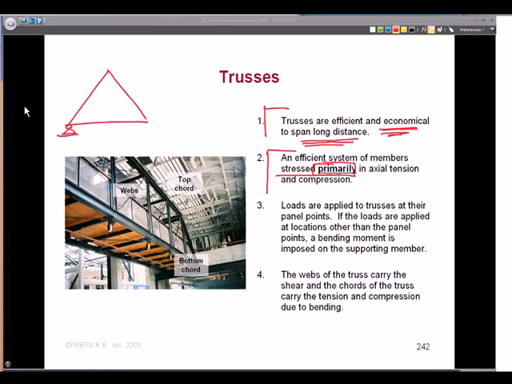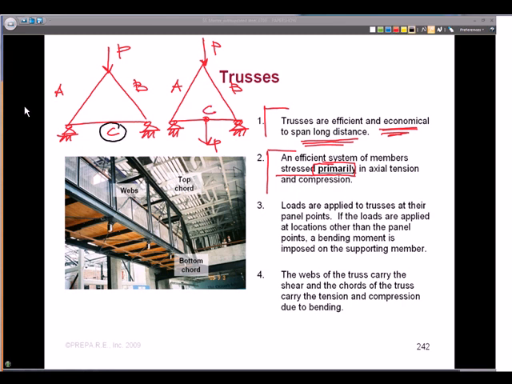If we have a simple triangle and we put a point load on top of this member, and this is member A, B, and C, we can show another similar triangle next to this, with a point load on the top and also a point load hanging off of the bottom chord. Again, we have members A, B, and C. How is member C stressed in both of these locations?